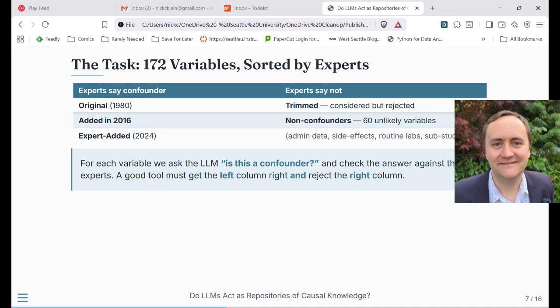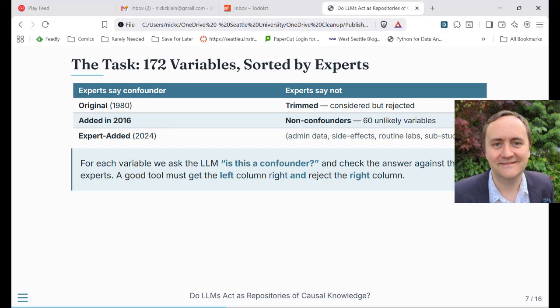We also, and this is important too, have potential confounders that the large language model should be able to say are not confounders. These are ones that were considered but were rejected. These are the trimmed variables that were removed by expert opinion. And we also have the non-confounders. These are pretty obvious non-confounders. These are things like administrative data, side effects, routine labs, things that come after the treatment. And therefore, somebody who knew the setting would be able to say, yeah, these are obviously not things that you need or should control for.